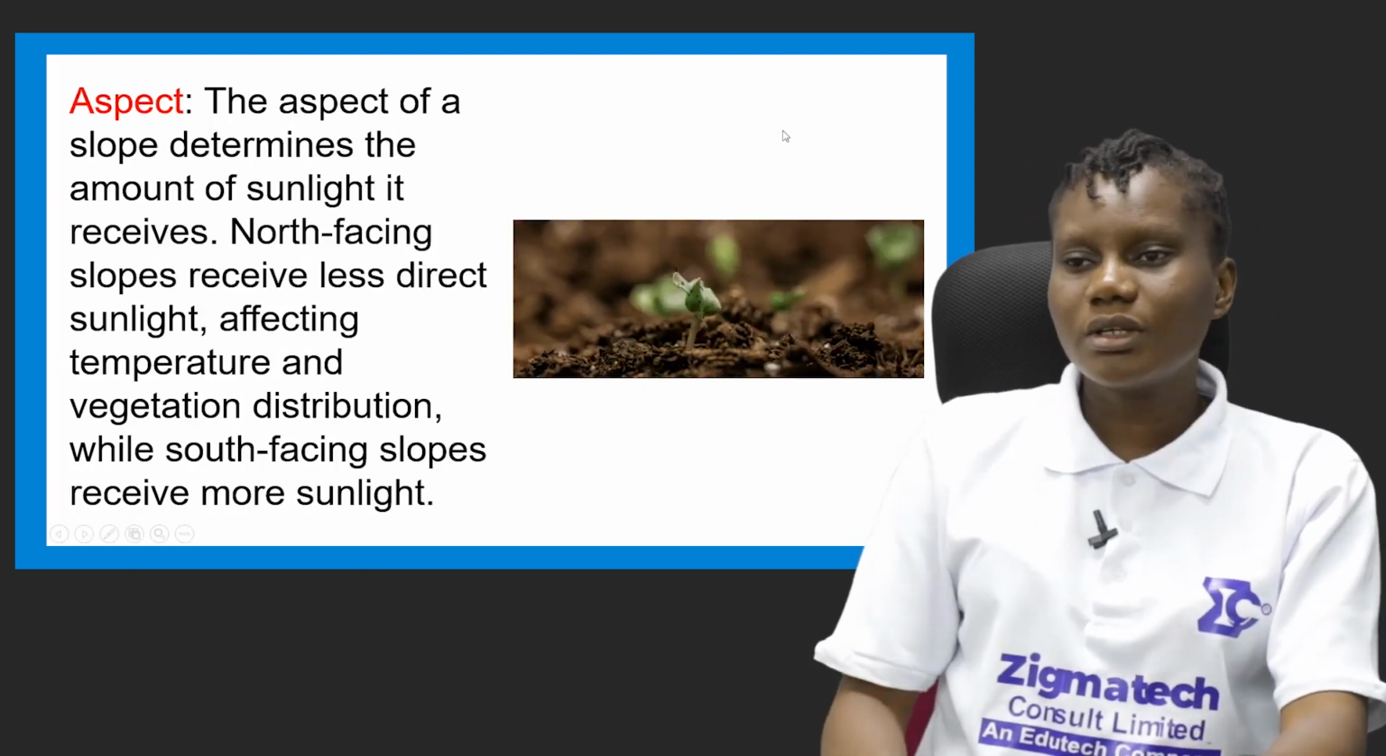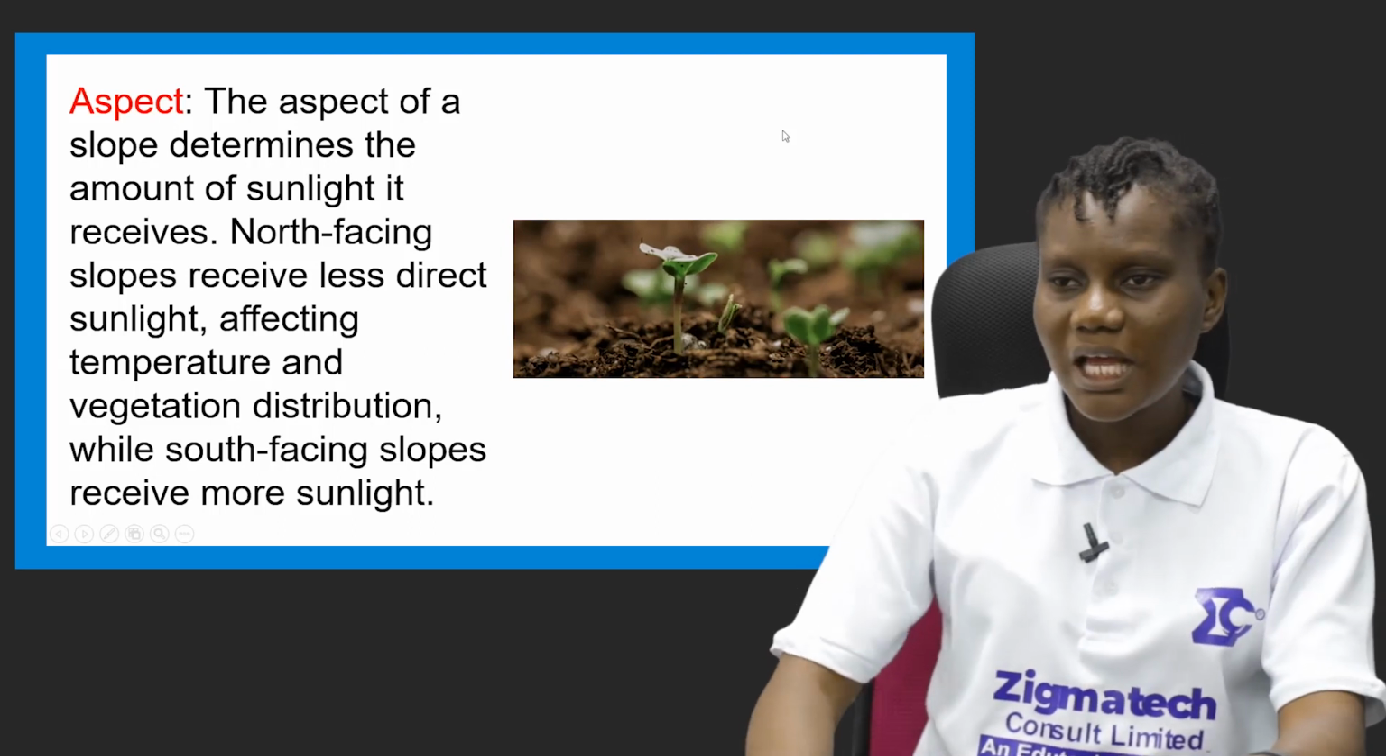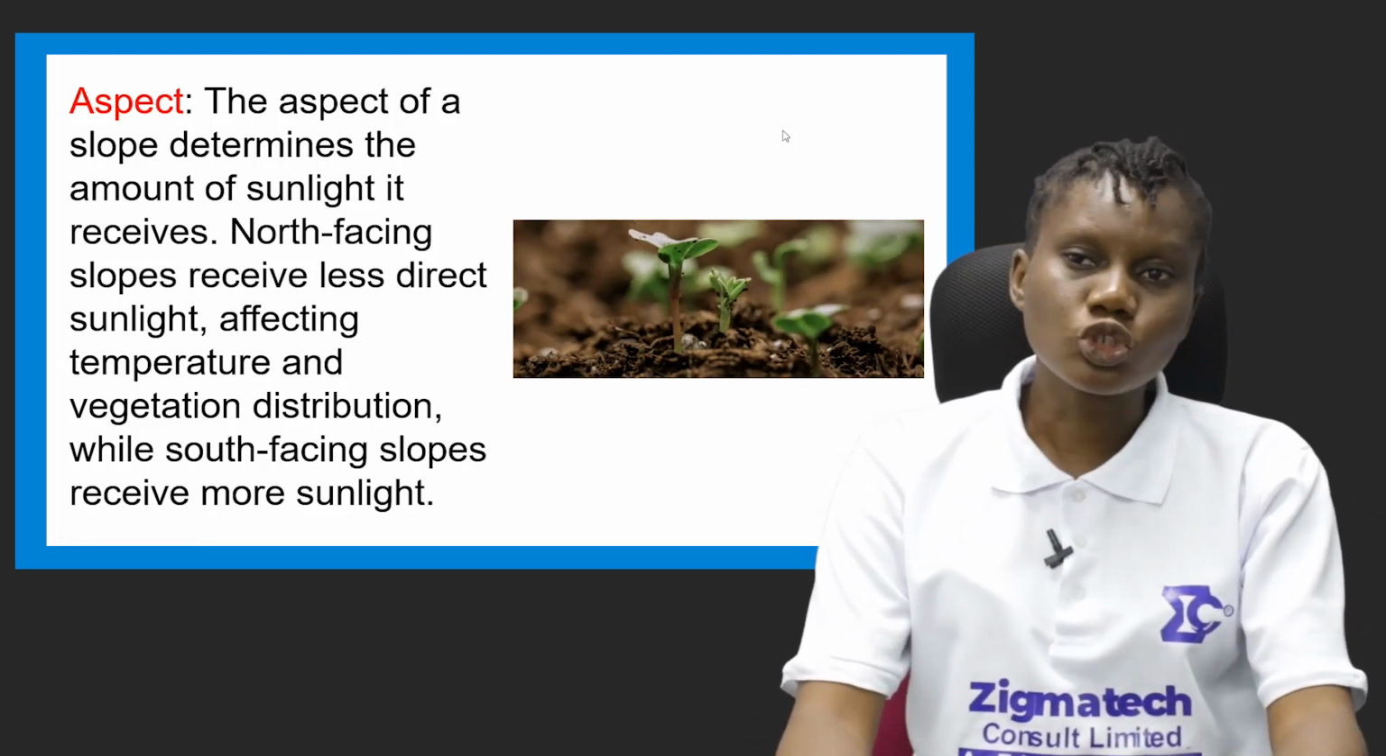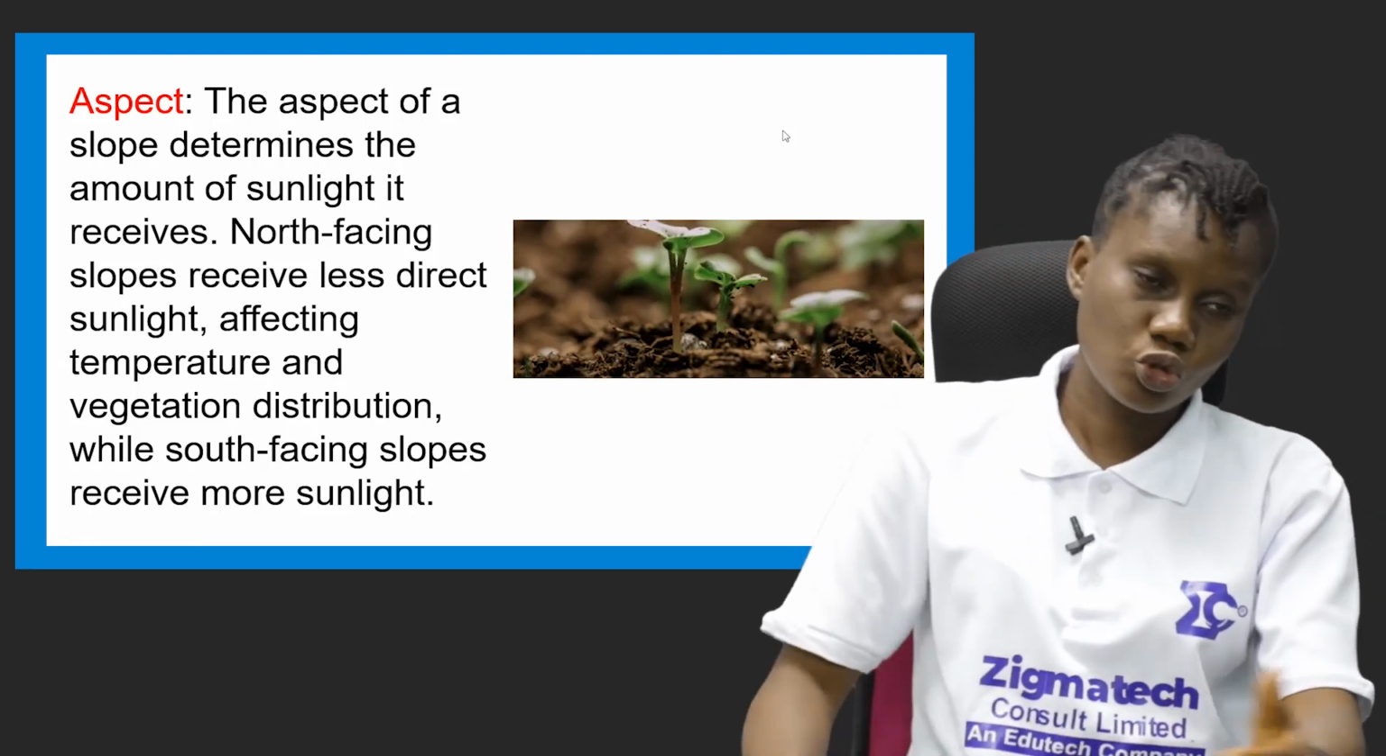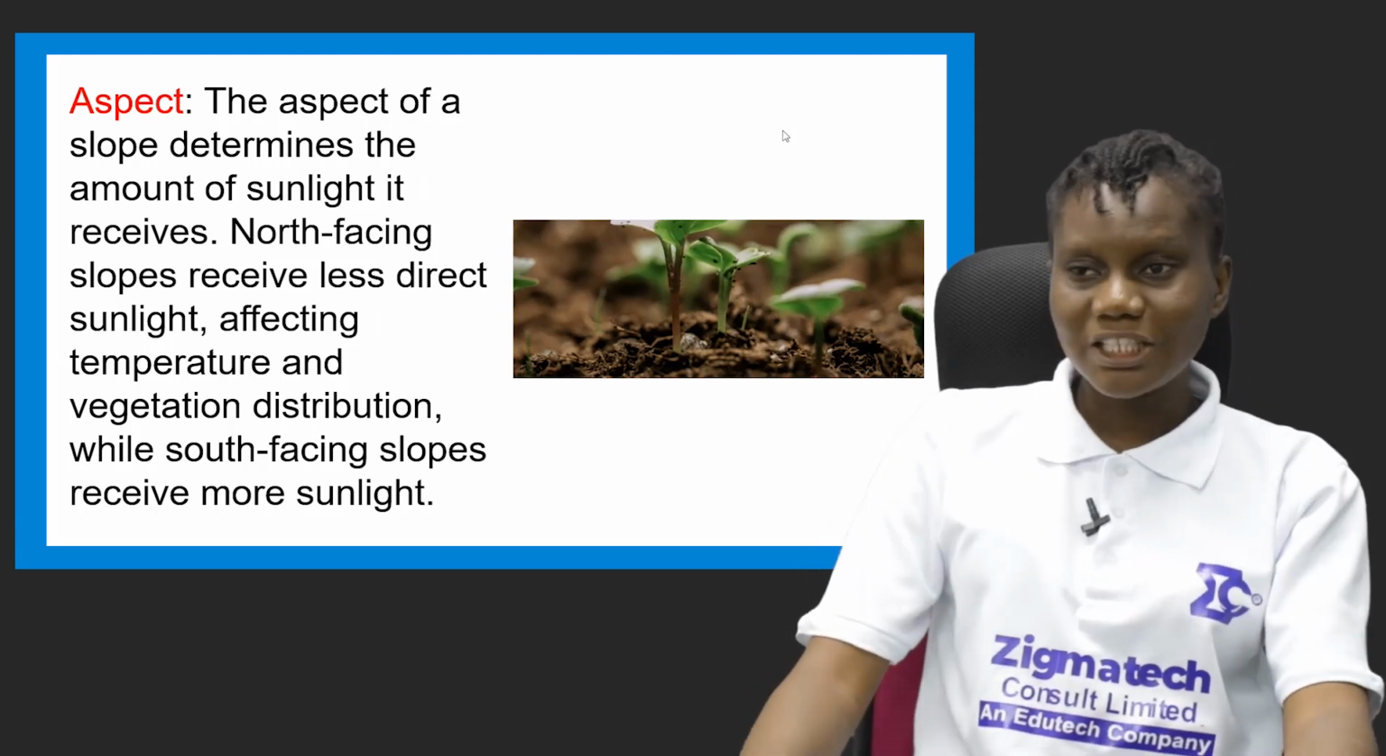And the number 3 there is aspect. That is, where is the slope facing? Is it facing the sun, or is it backing the sun?